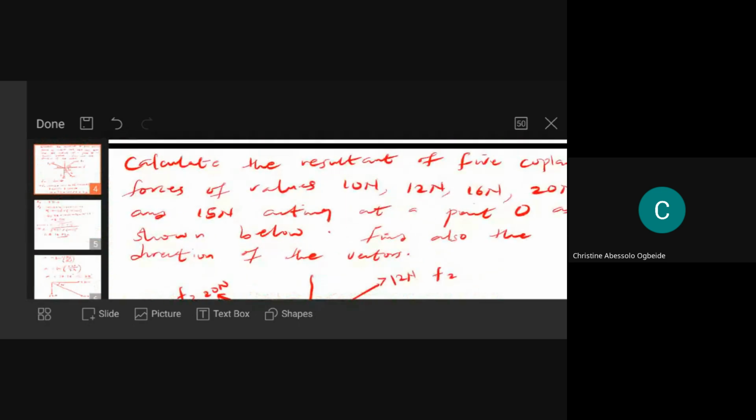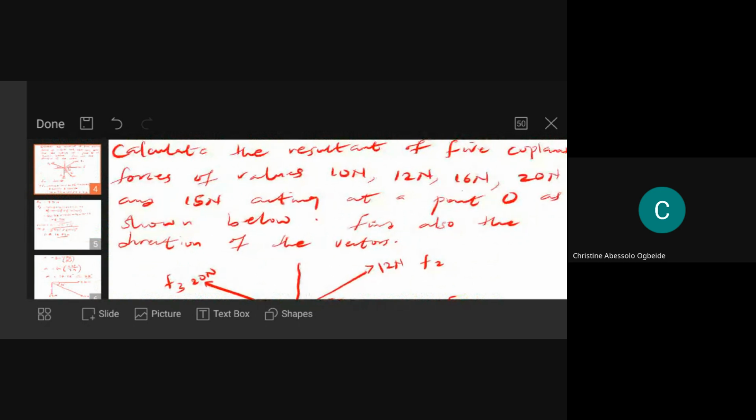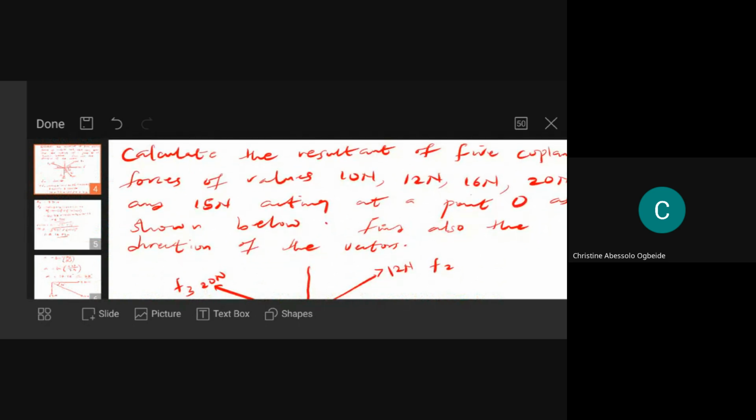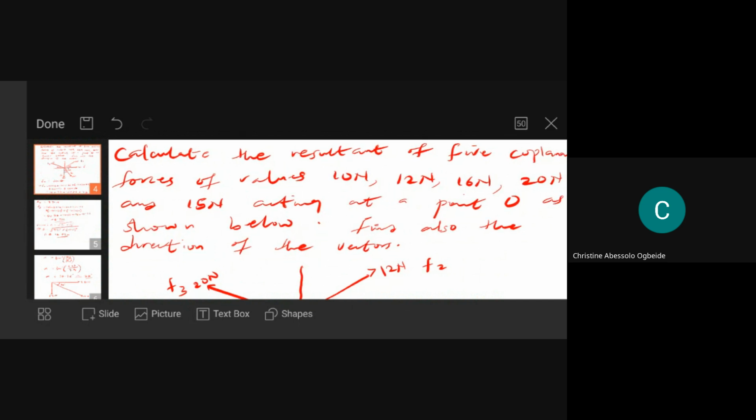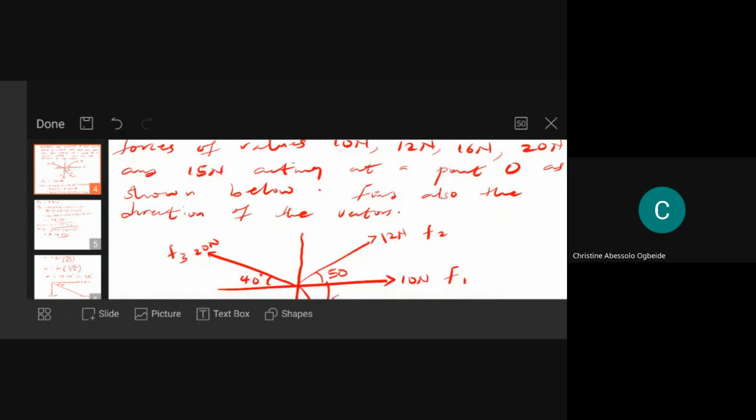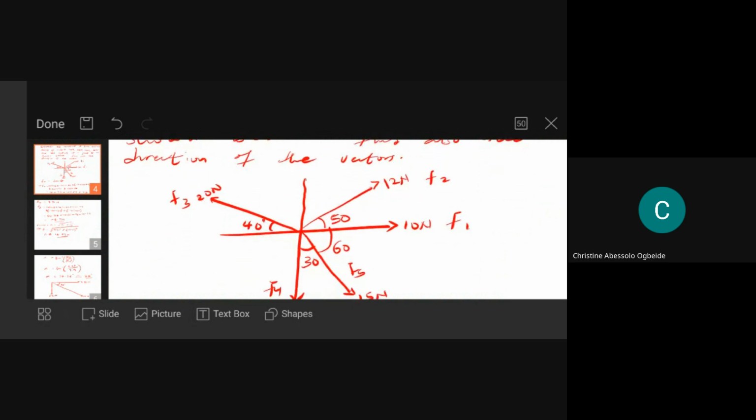But just by way of recap, we don't have time to solve another question. Let me just throw light on it. This is a question given to us. They said we should calculate the resultant of 5 coplanar forces of values 10 Newton, 12 Newton, 16 Newton, 20 Newton, and 15 Newton, acting at a point O as shown below in the diagram. And they said we should also find the direction of the vector. And this happens to be the diagram they gave to us.